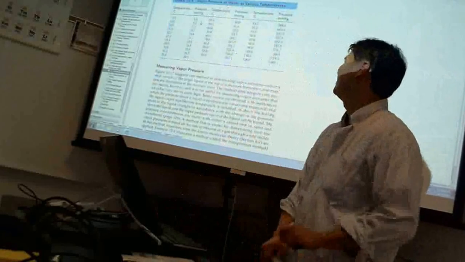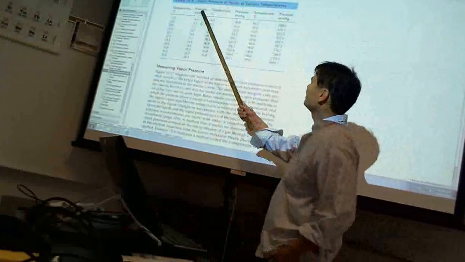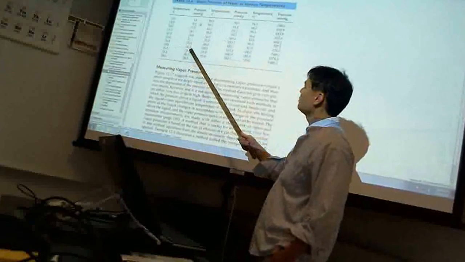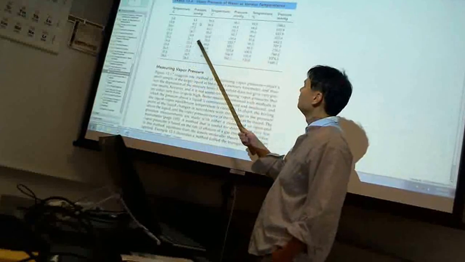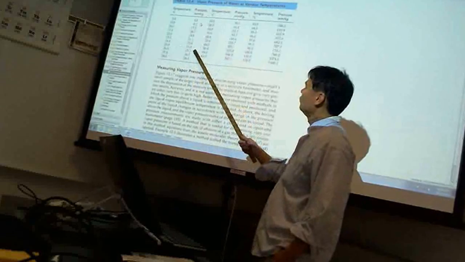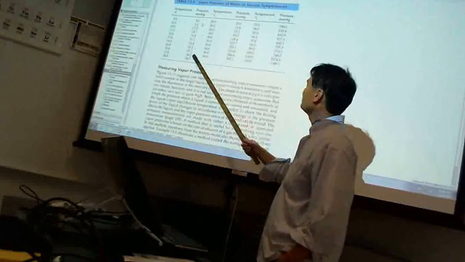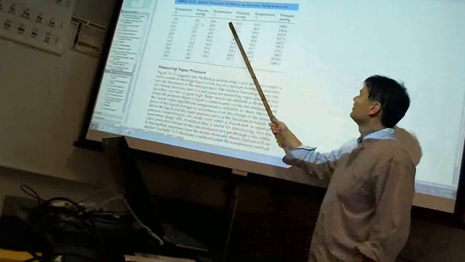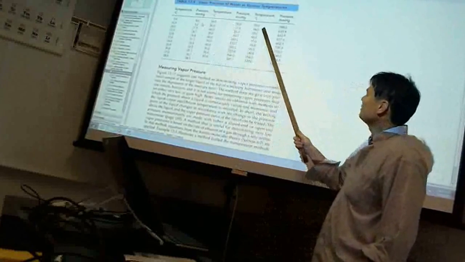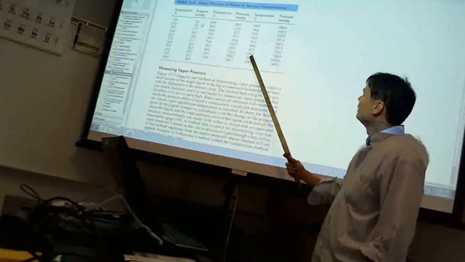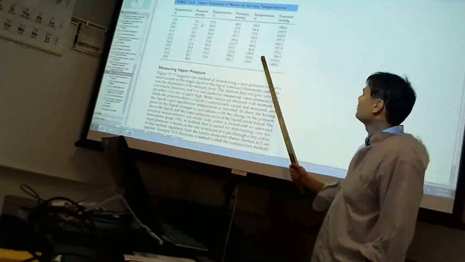So if we take a look at the vapor pressure, this is for water at various temperatures. At 25 degrees C, we generate 23.8 millimeters of mercury of water vapor, or gaseous water. As you increase the temperature, you can see the vapor pressure increases. But there's one temperature you should pay particular attention to, that's 100 degrees C. At 100 degrees C, take a look at what the vapor pressure is.